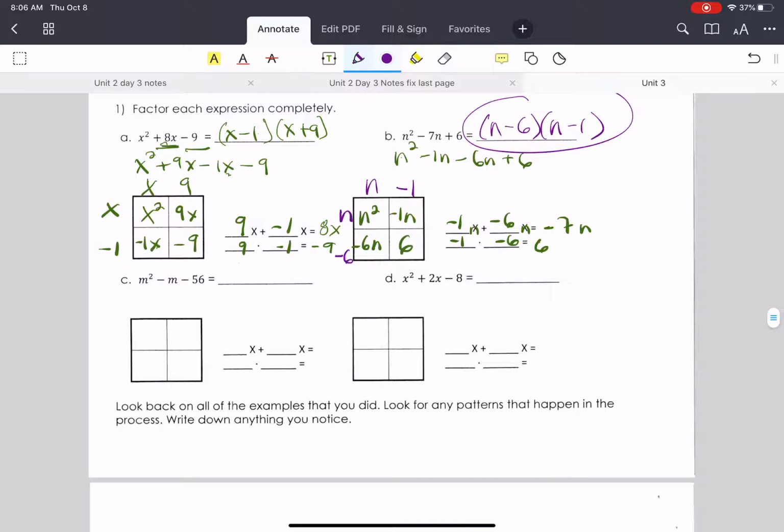Okay. On this one, these are M's this time. Okay, what am I going to be adding to? You tell me this time. Shout it out. What am I going to be adding to? Good. -1. And someone besides Gavin, what am I going to be multiplying to? -56. Good. Okay, now here's your puzzle time. You need to come up with two numbers that add to -1 but multiply to -56.